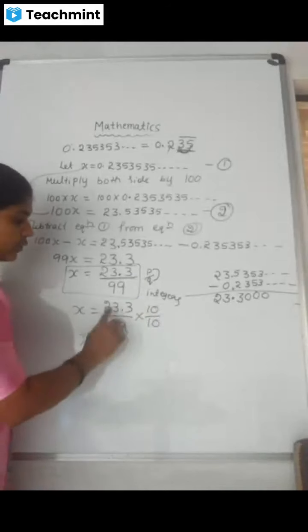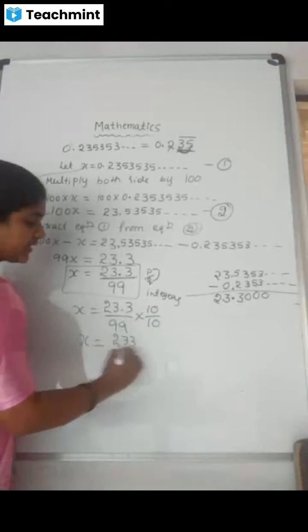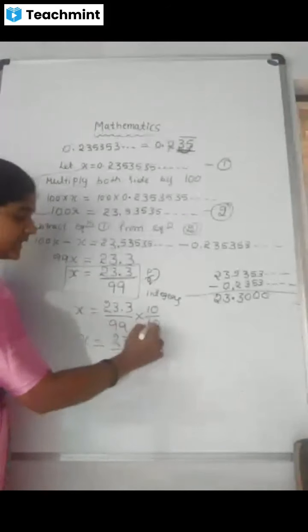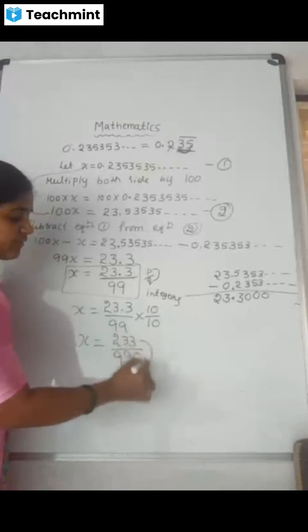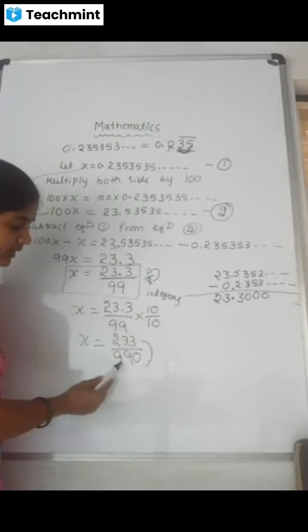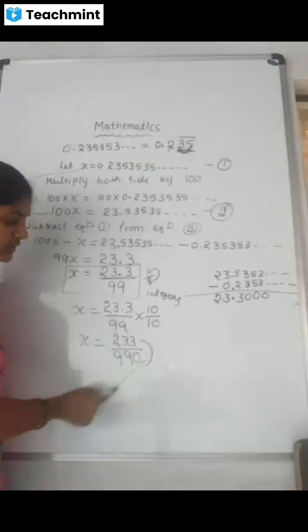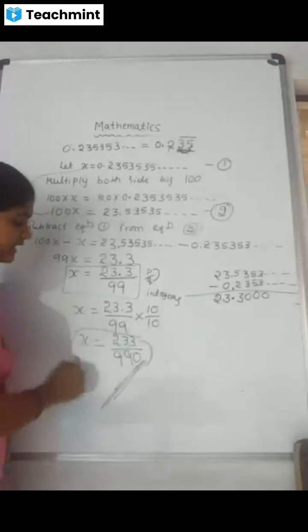Now x is equal to 23.3 into 10 is 233 divided by 99 into 10 is 990. Can we simplify it further? No, we can't. This is the final answer, because we cannot simplify further. So this is the final answer.